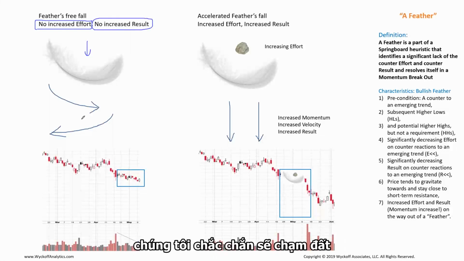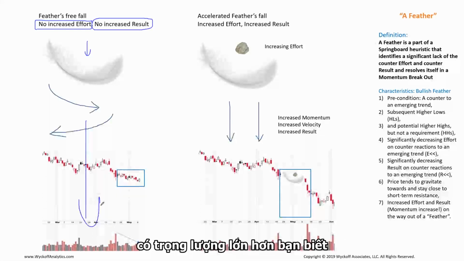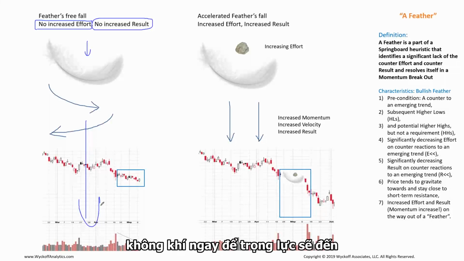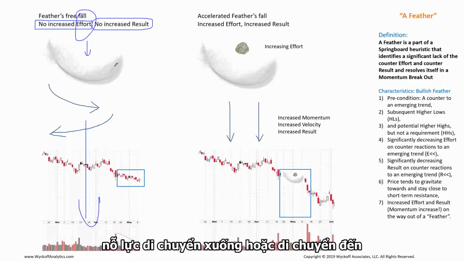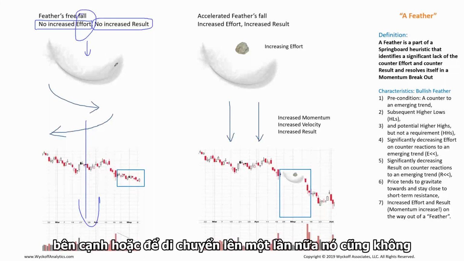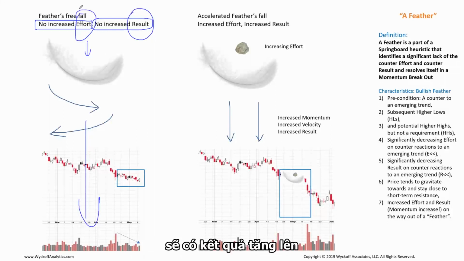I mean, we're definitely going to hit the ground with the feather because it still has more weight than the air, right? So gravity is going to pull it down, unless there is some kind of distortion with the wind and so on and so forth. But if the conditions are such that there is no wind, the feather is not going to have increased effort to move down, or to the side, or up again. It's also not going to have increased result.